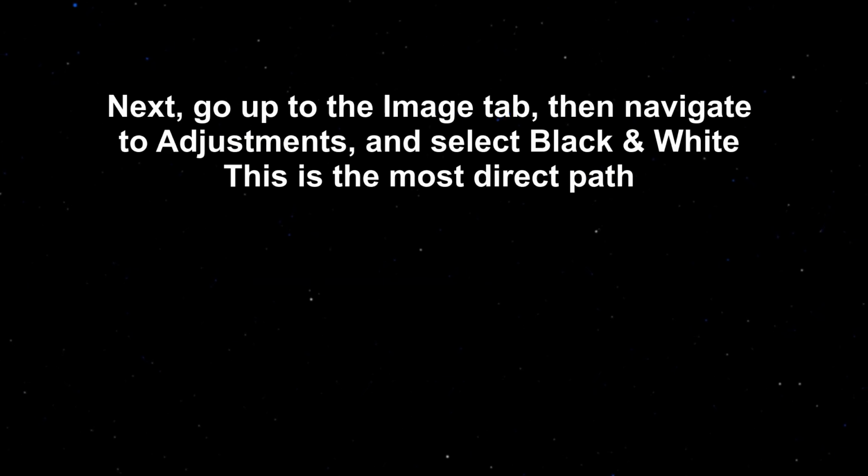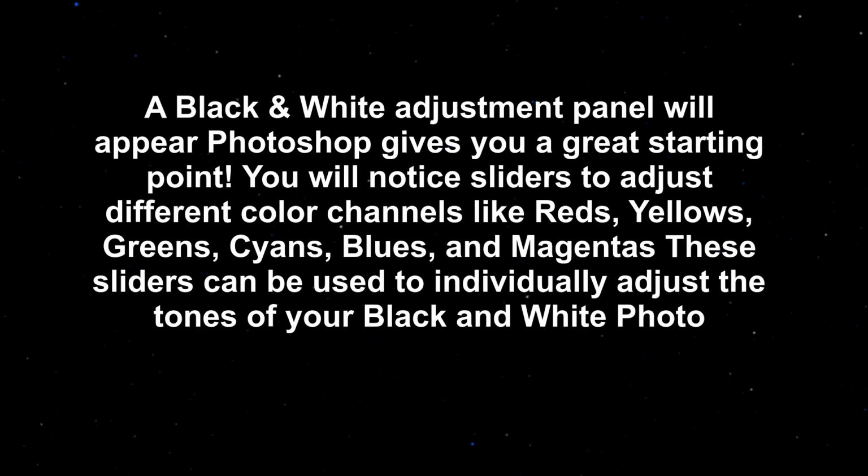Next, go up to the Image tab, then navigate to Adjustments, and select Black and White. This is the most direct path. A black and white adjustment panel will appear. Photoshop gives you a great starting point. You will notice sliders to adjust different color channels like reds, yellows, greens, cyans, blues, and magentas.